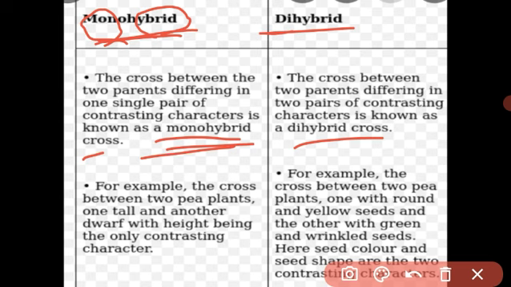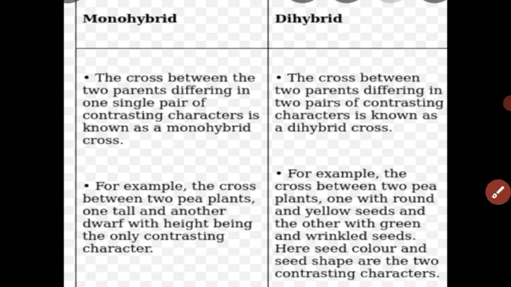And dihybrid means the crossing between two contrasting characters, like the color of the seed and the shape of the seed. Means there are two characters, one is the color and another is the shape. Whenever two contrasting characters are crossed between two different plants, this is called the dihybrid cross. So let us see, students.